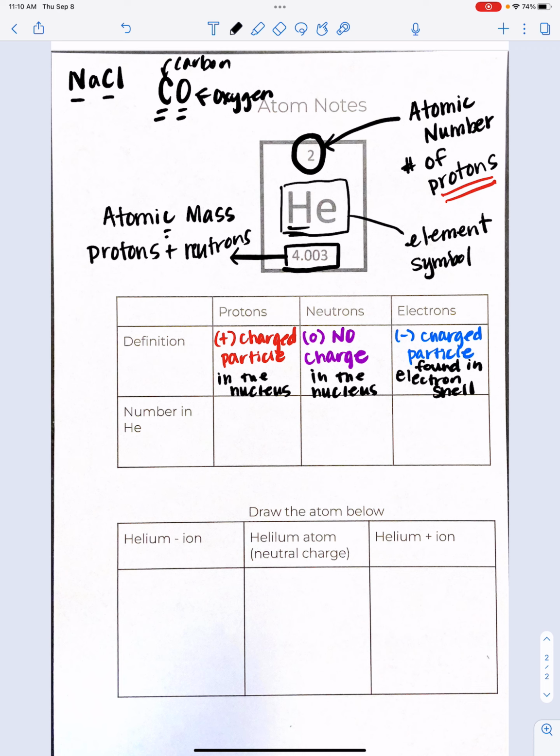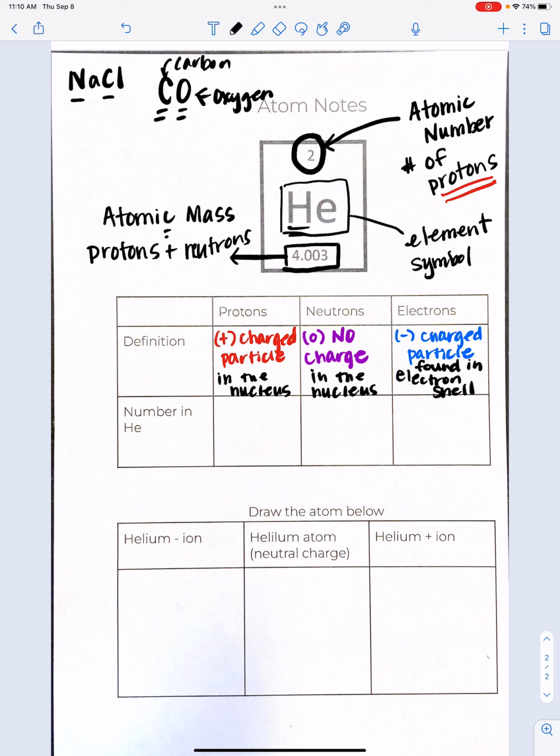When we look at this helium atom, if we assume that it is a neutral charge, we can figure out how many protons, neutrons, and electrons are in this atom just by looking at its box in the periodic table. I want you to pause, see if you can figure out how many protons, neutrons, and electrons there are. Write that down and then restart the video and check your answers.